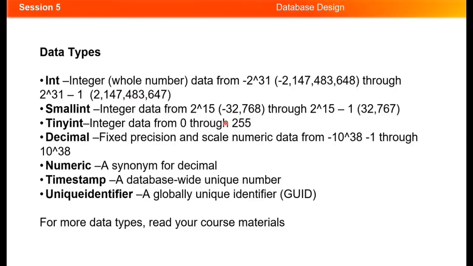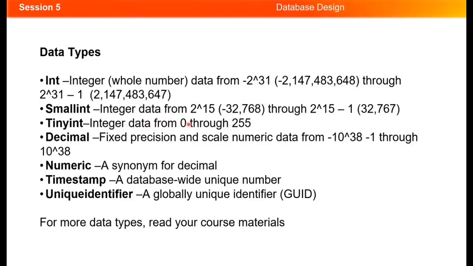There is a small int, which takes up less memory. So integer takes up more memory because the range of numbers is bigger. So if you need that range, obviously integer is your solution, but it can cost you in performance and storage. So a small int may be a better way to go. As you can see here, the range is less, but it takes up less memory.